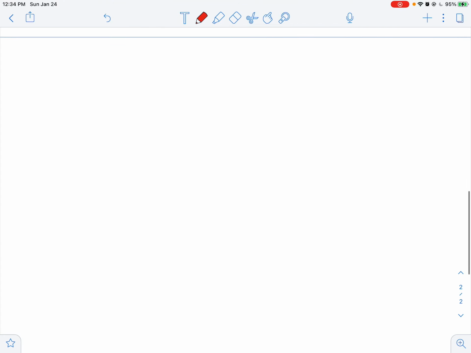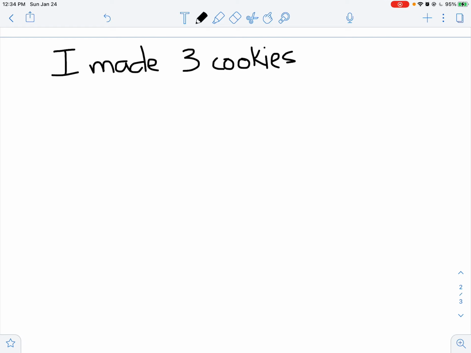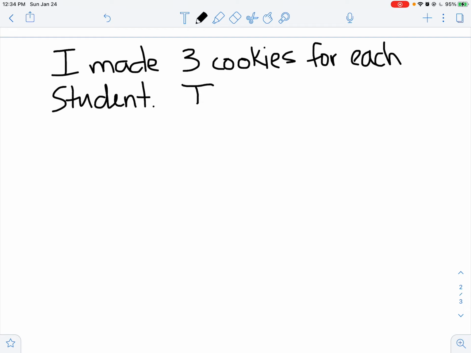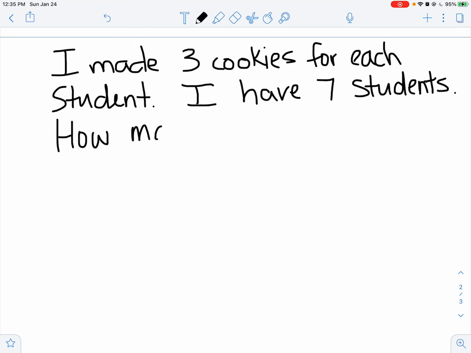Now, I didn't put this example down here, but I'm thinking I want to do one quick one. What if it's a straightforward multiplication problem? Like, I made 3 cookies for each student. I have 7 students. How many cookies did I make?